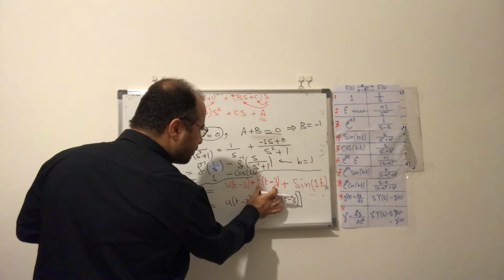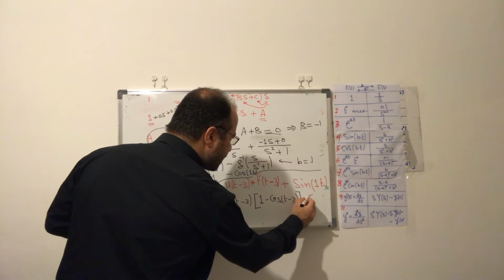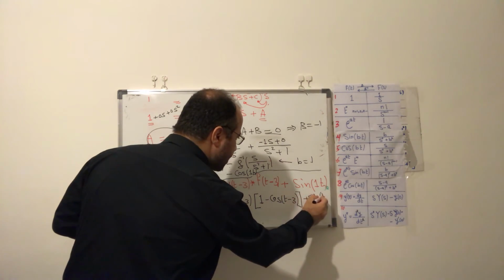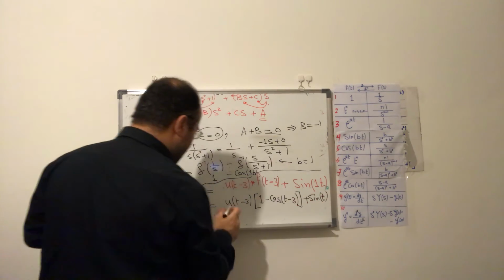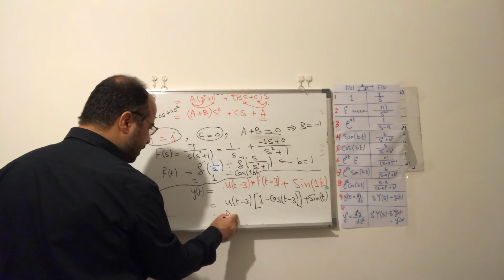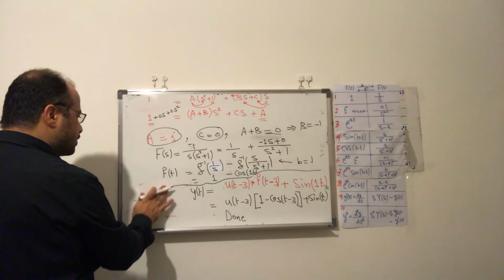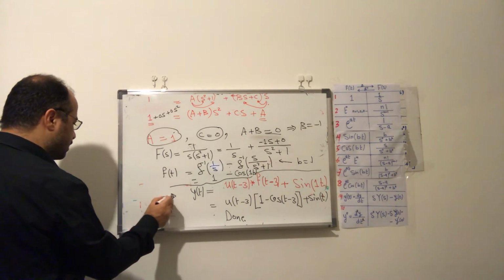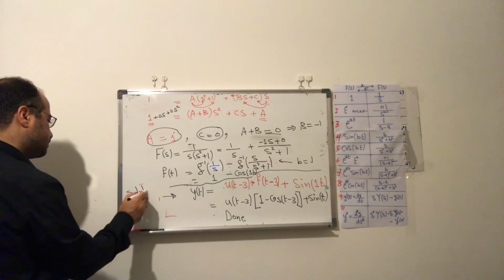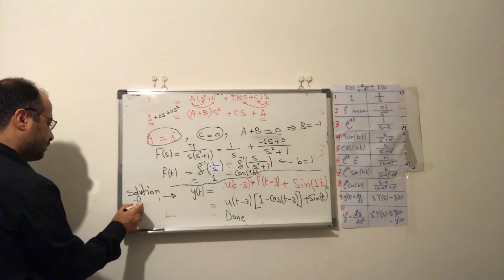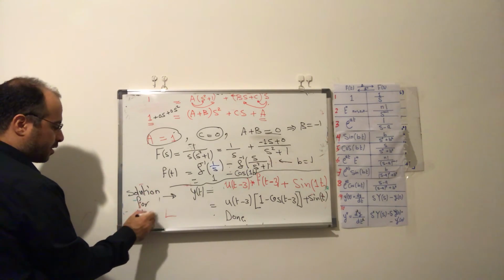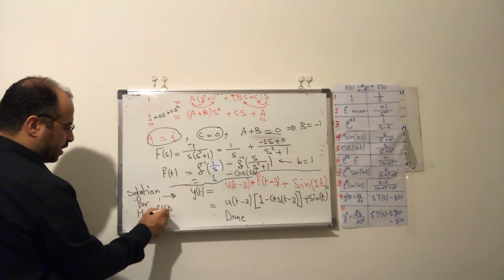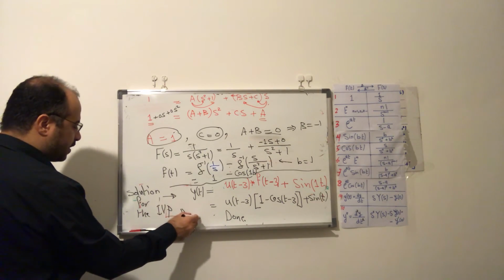And you are done with f of t, and then finally you add sine of t, this part, which is that part here. And then here we are done. This is the solution for the initial value problem. And we are done. Yeah?